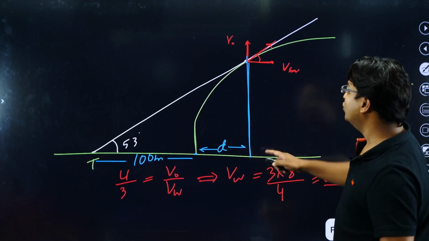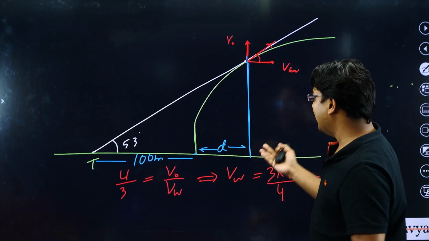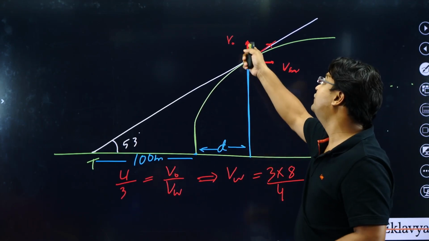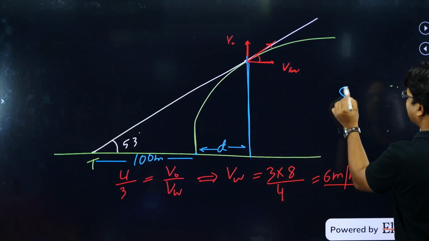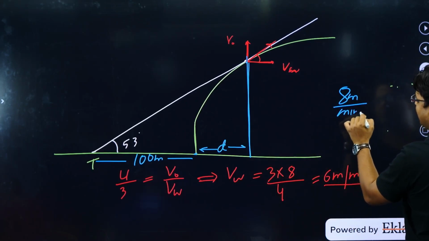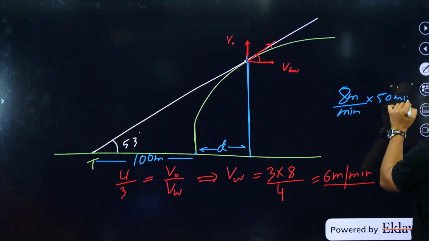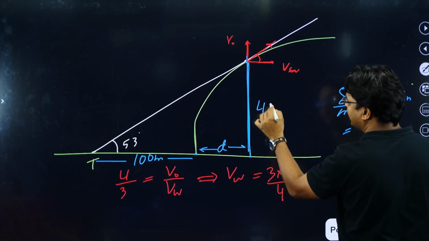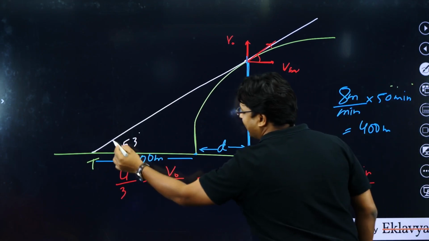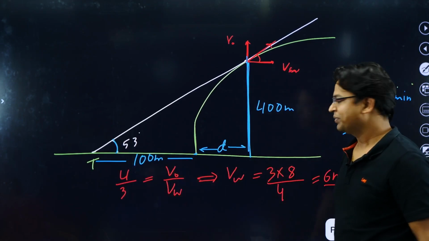Remember that the balloon took 50 minutes to reach this point, and it was rising at a constant rate of V naught. V naught was 8 meters per minute. So 8 meters per minute multiplied by 50 minutes is 400 meters. So this height is 400 meters. We know this angle, so we can calculate this length and get the value of D.